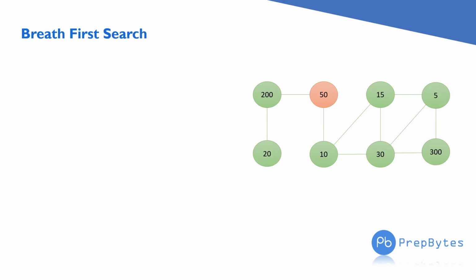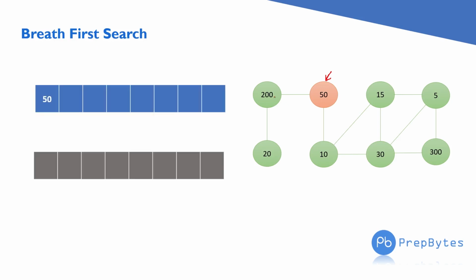So it is breadth first search in a graph which contains many nodes. It is not compulsory that 50 here is a root. I am starting my breadth first search from 50, but it is not compulsory that you also begin from 50. You can begin from 5, or 200, or 300, or any node. I am beginning from 50, therefore I have colored it red. So now we will begin breadth first search.